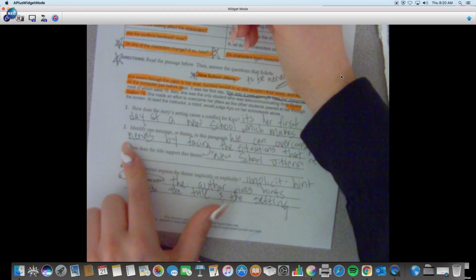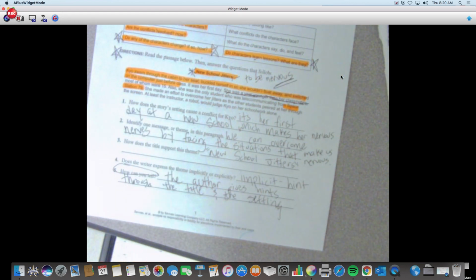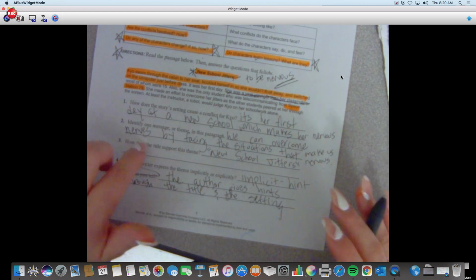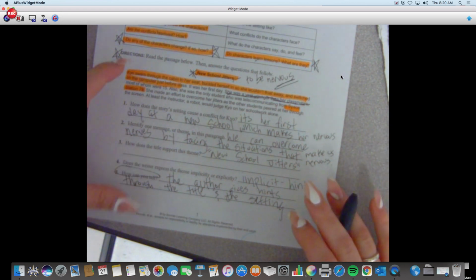You could also, again, say a different theme would be it's normal to be nervous in new situations. That's also a really good message or lesson that we could learn from this.